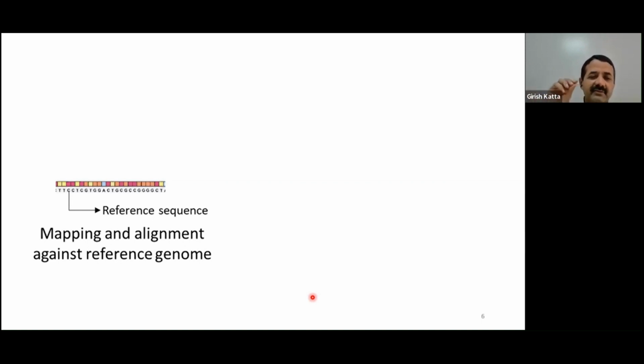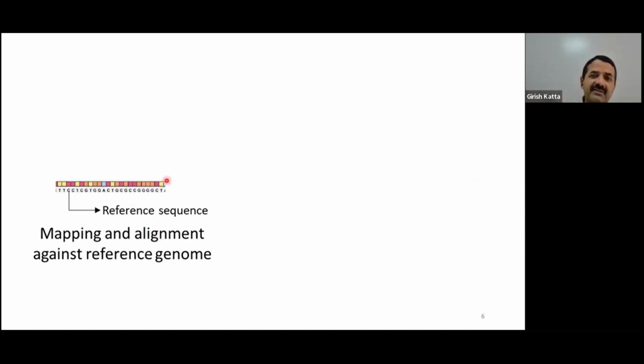Regular sequencing reads are around 150 base pairs. You have paired end sequencing. That means you sequence from either side, and then you get several reads. You sequence them 50 times, 100 times. I will show you the detail.